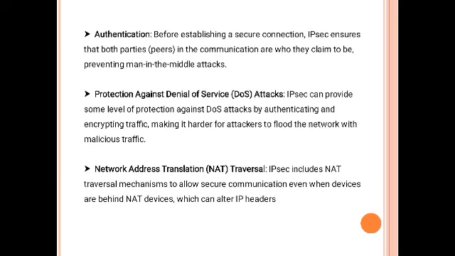Protection against denial of service attacks. IP security can provide some level of protection against DoS attacks by authenticating and encrypting traffic, making it harder for attackers to flood the network with malicious traffic. Network address translation. IP security includes NAT traversal mechanisms to allow secure communication even when devices are behind NAT devices, which can alter IP headers.